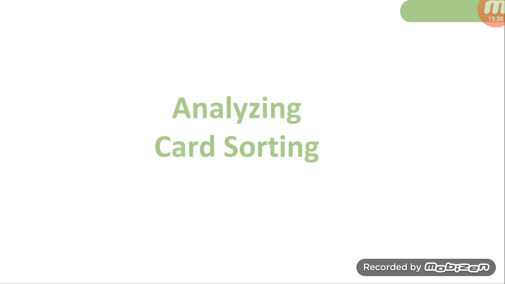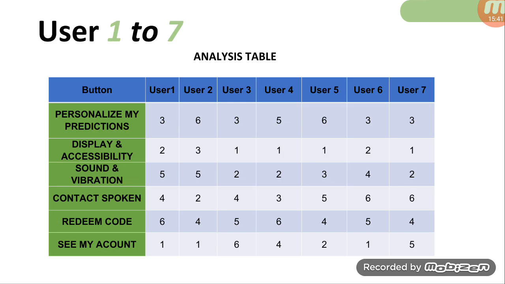Further, analyzing the card sorting for personalize my prediction: the first user placed this button third, the second user sixth, the third user third, the fourth user fifth, the fifth user sixth, the sixth user third, and the seventh user third. Second button, display and accessibility.